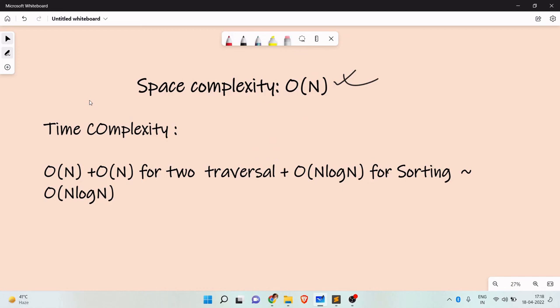Let's talk about the space complexity and time complexity. Space complexity is O of n because we are storing the vector of pairs of n players in name and value format. Talking about time complexity, O of n plus O of n for two traversals, one for taking the input and the other for checking the duplicacy, and O of n log n for sorting, because in the best case we can sort a vector or array in O of n log n time. So approximately it will take O of n log n time.